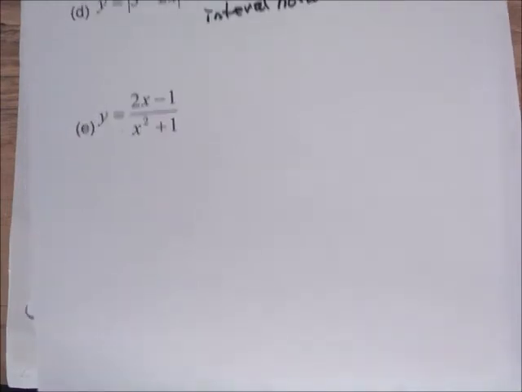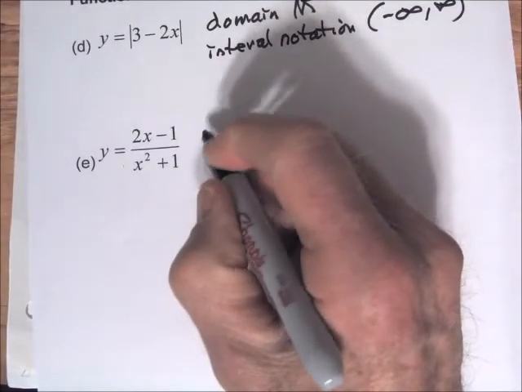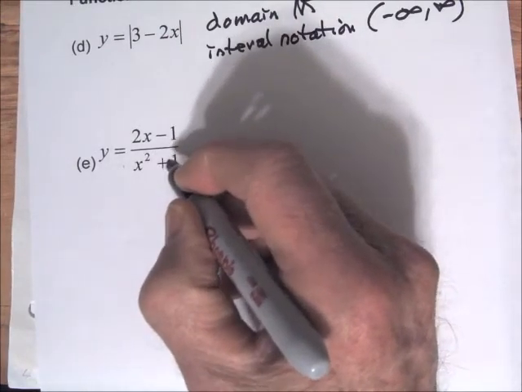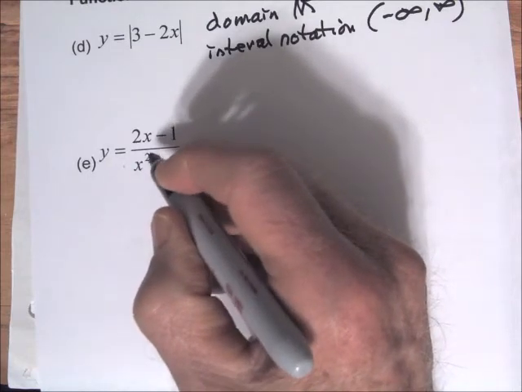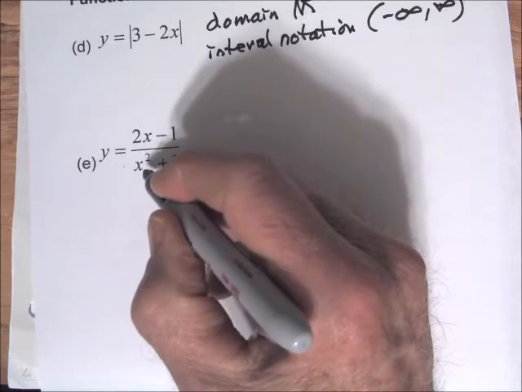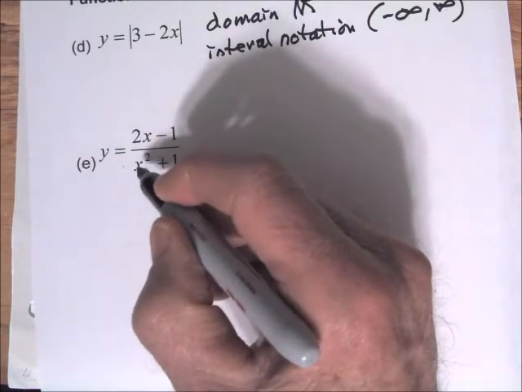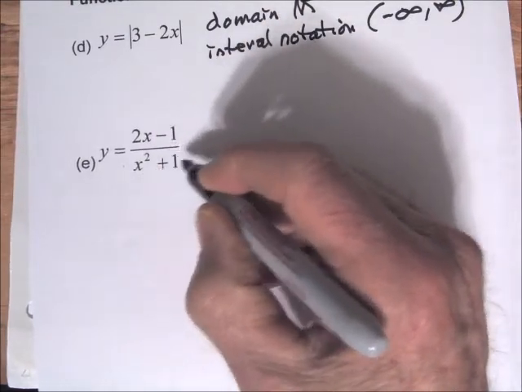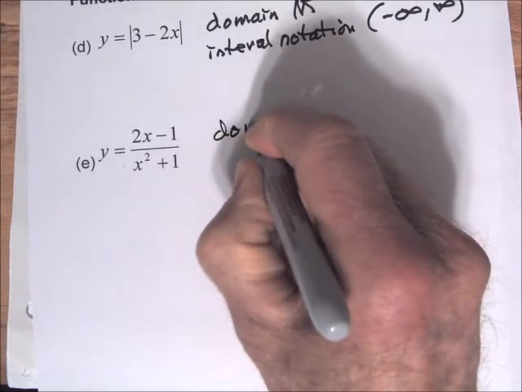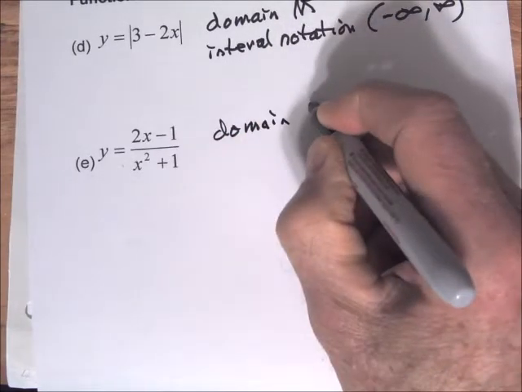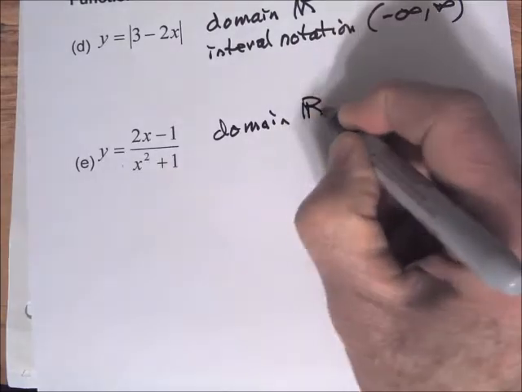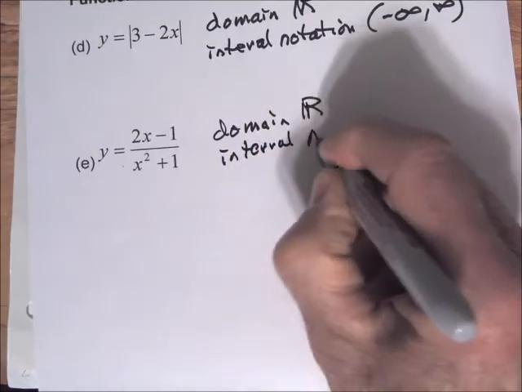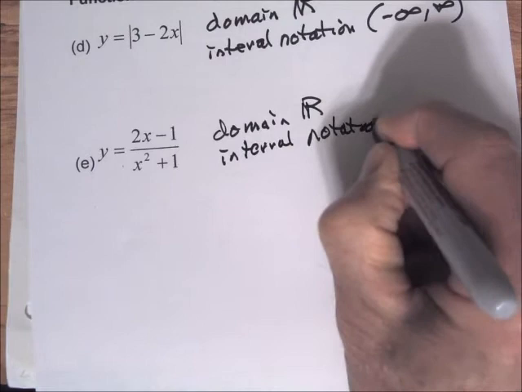And this one also has domain all real numbers again. You have to be a little bit careful about denominators. Denominator can't be 0, but as long as we're working with a real number system, any number squared is going to be either positive or 0, and if you add 1 to it, you're going to get something positive. So this denominator, x squared plus 1, cannot be 0 unless we're working with imaginary numbers. So the domain is script R, all real numbers, or in interval notation, minus infinity to infinity.